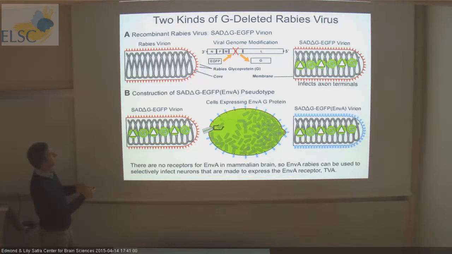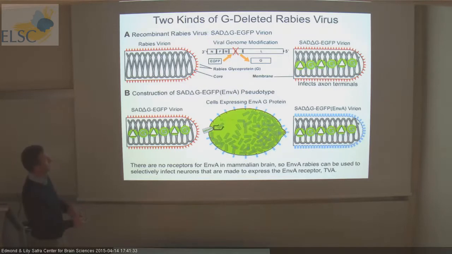If we delete the glycoprotein gene from the genome and replace it with GFP, we can grow the virus in cells that express the rabies glycoprotein so that it would bud out of the cells and have rabies glycoprotein on the envelope and would infect cells through axon terminals. But a virus like this is unable to spread, as I'll show you in the next slide. It would just directly infect cells, express GFP, go back to the cell body, express GFP, and fill them up, and stop. Because the glycoprotein gene is required to make infectious particles that come out of the cell.